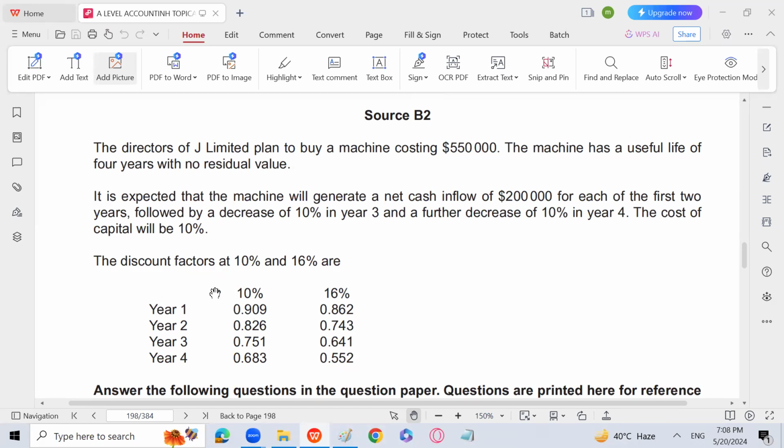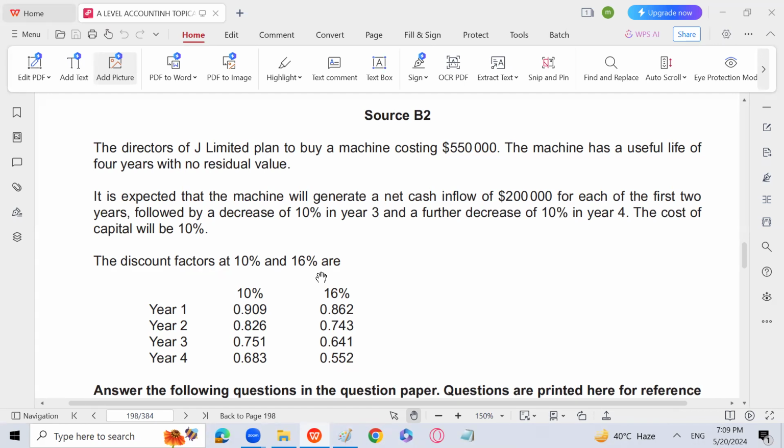You have been given 2 kinds of discount rates, 10% and 16%. So whenever you are given 2 kinds of discount rates, it means that somehow or the other, the examiner will ask you to calculate IRR, internal rate of return. Because in order to find the internal rate of return, we should have 2 discount rates, or we need to have 2 cost of capital percentages like 10% and 16%. And IRR is going to be between these 2 percentages. So let's first start solving the question for a particular part of it.